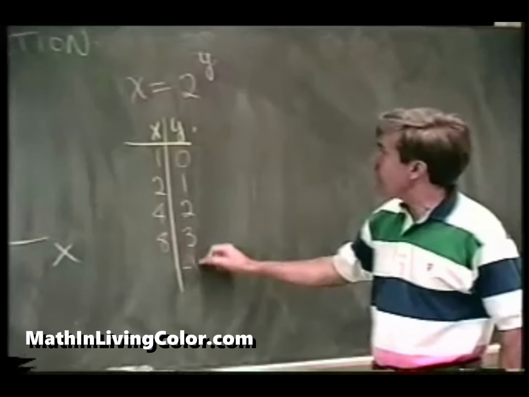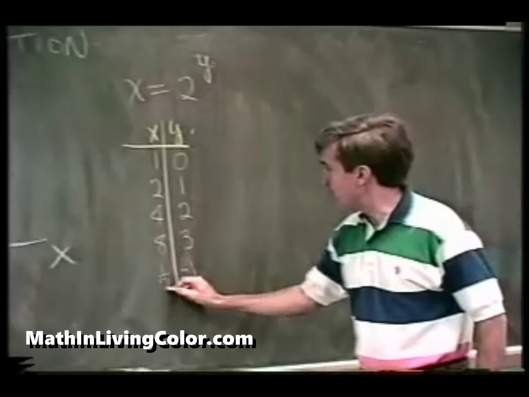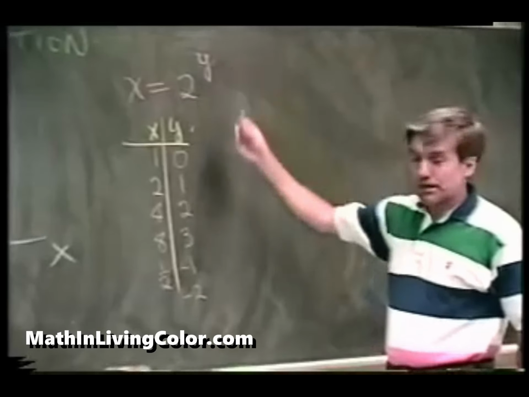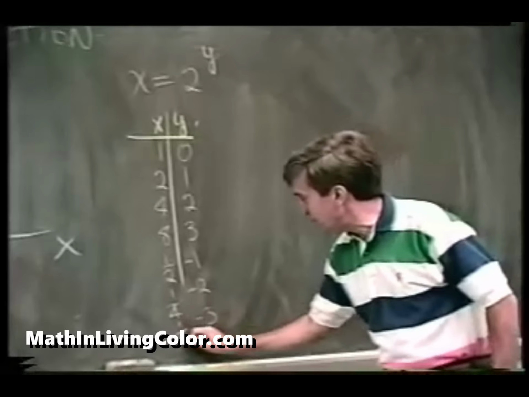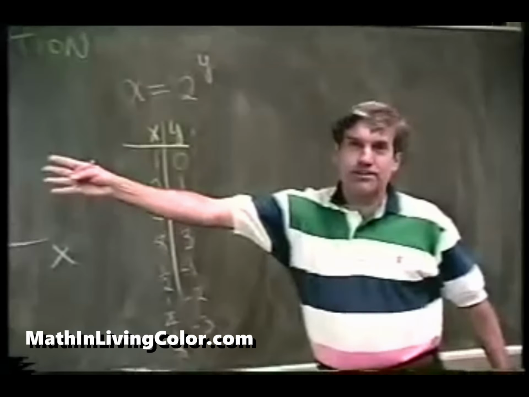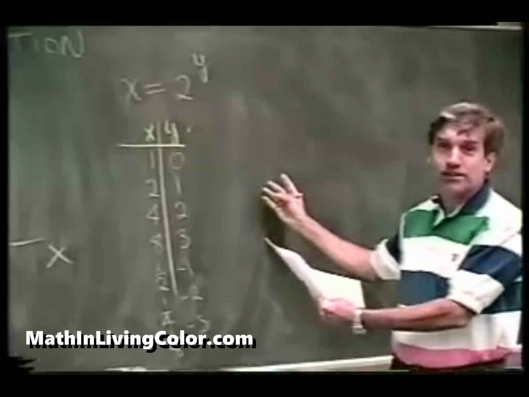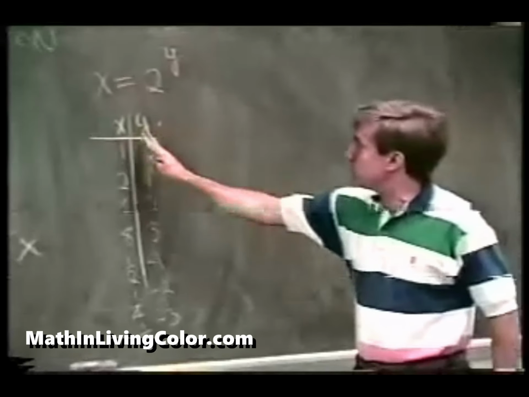Negative 1. 2 to the negative 1 would give you 1/2. 2 to the negative 2 would give you 1/4. 2 to the negative 3 would give you 1/8, and so forth like that. In other words, it's the same values we had in the original graph. We just interchange the x and the y, right? So we just interchange the values in the table.